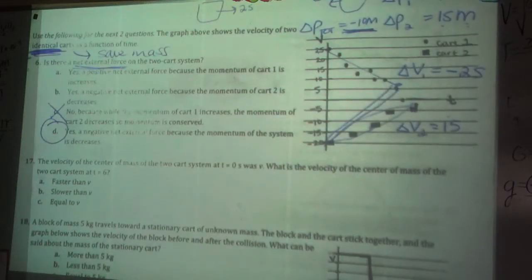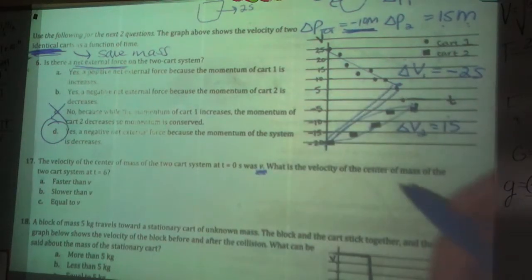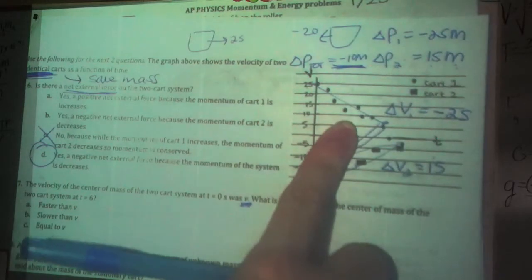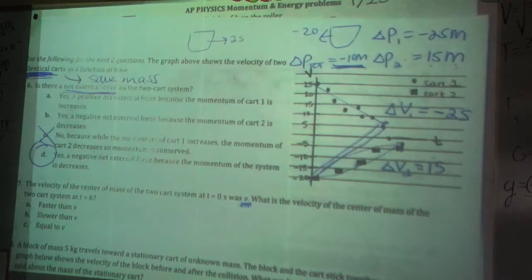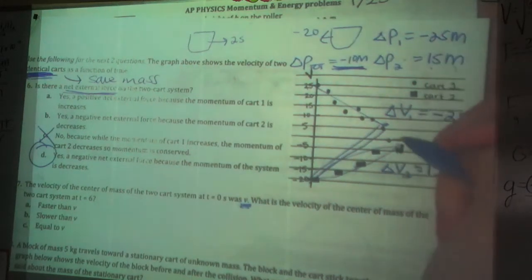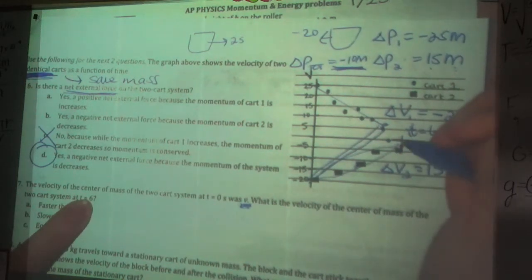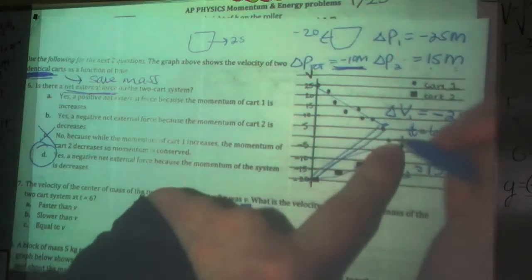All right, 17: the velocity of the center of mass of a two-cart system at T0 was V. What's the velocity of the center of mass at the end? I forgot that this goes with the previous graph. Right now, at T equals 0, did I put 6 seconds? This is so random. I meant the end. Anyway, what is the velocity of the center of mass at the end is what I meant to say.